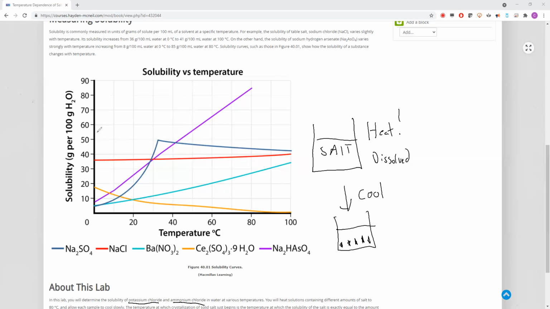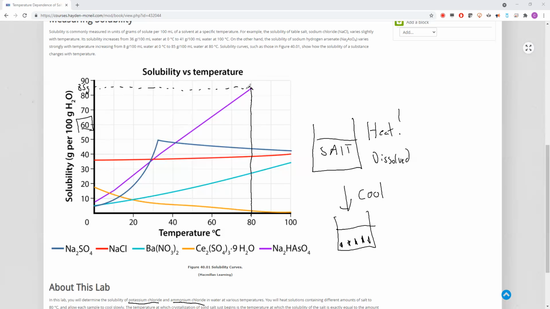Let's say that you have 60 grams of sodium HASO4. I do not know the name of that salt off the top of my head, but we are dealing with this purple line. So you have 60 grams of this, right? And you put this 60 grams into 80 degree water, right? So we're at 80 degrees. And if we look, the solubility of this salt at 80 degrees is roughly 85 grams of salt. So if we're only putting in 60 grams, all of the salt will dissolve.